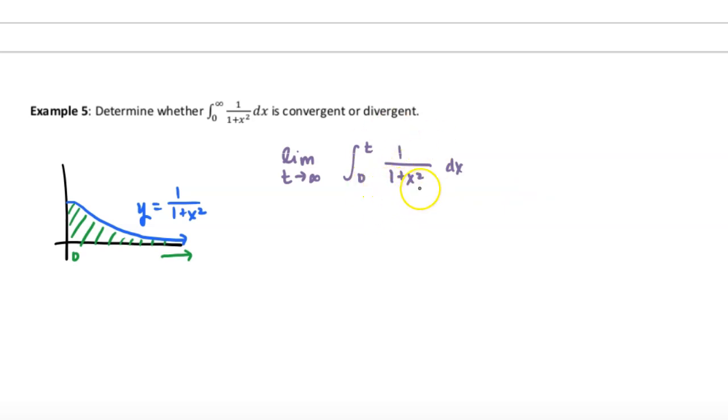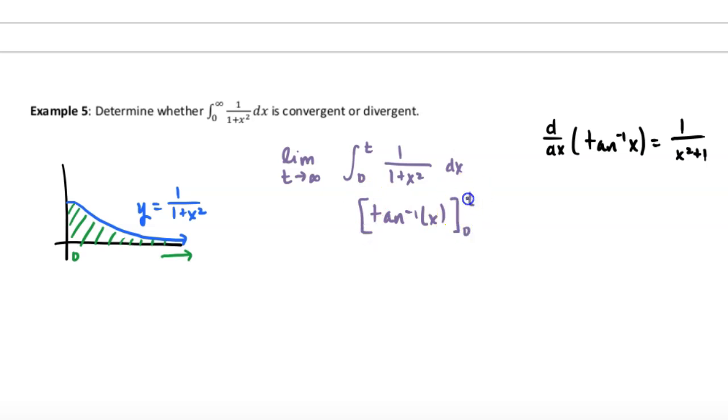Now I could use trig substitution and put this tangent in the denominator, or I could notice that this looks a lot like one of my inverse trig derivatives. I'm remembering that the derivative, let's do this in terms of x, the derivative of the inverse tangent of x is equal to 1 over x squared plus 1. And so this leads me to the idea that the antiderivative of 1 over 1 plus x squared is going to just be the inverse tangent. Easy enough. So this is going to be the inverse tangent of x as x goes from 0 to t.